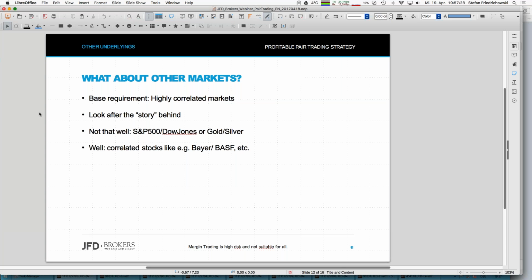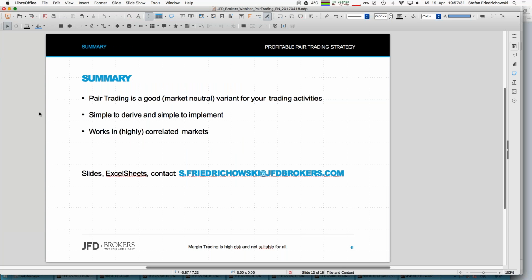So in principle, it's a very good strategy, and that is already my summary for today's webinar. Pair trades work really well, being a market neutral trade, and that is maybe an additional setup for your own trading activities as well. It's simple to derive that strategy. It's even possible to have considerations and calculations within Excel. And what is always needed for those kinds of trading activities is highly correlated markets.